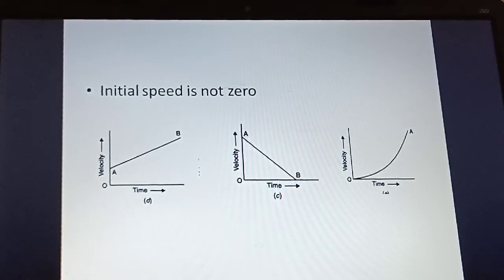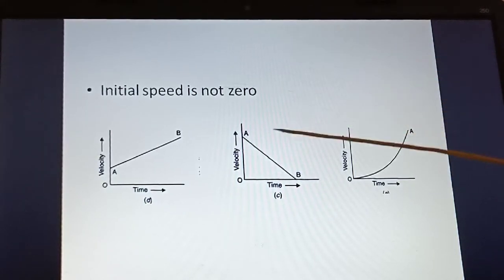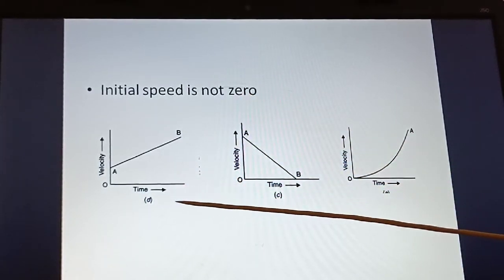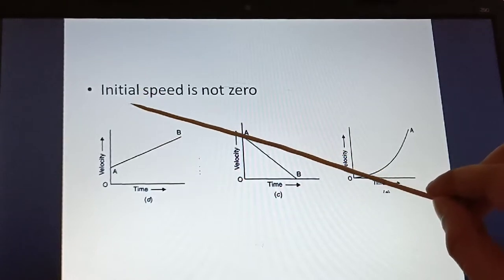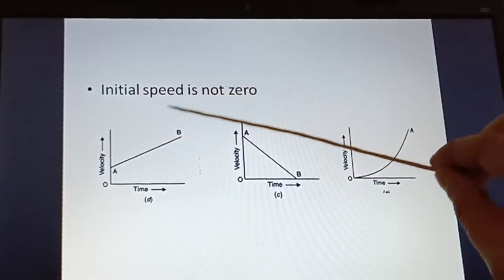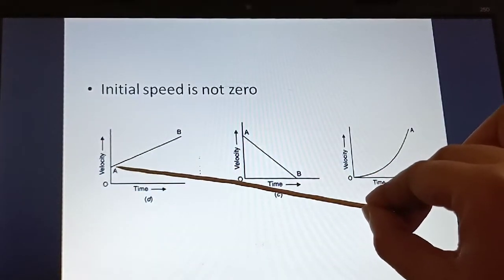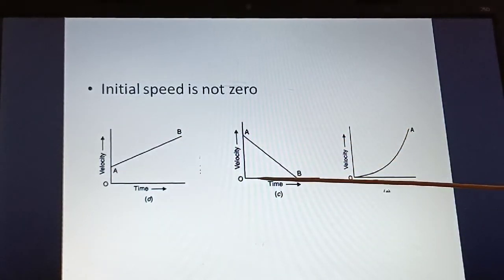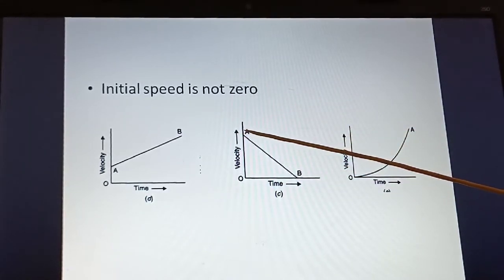Now sometimes there are different types of velocity time graph where the initial speed is not zero. You can write either speed or velocity, but here the initial speed is not zero. For example, let's consider this graph, time and velocity. If you see the origin point, it is not starting from zero, isn't it? The initial speed is non-zero. If you see the second graph, it moves downward, so the initial speed is not zero here.